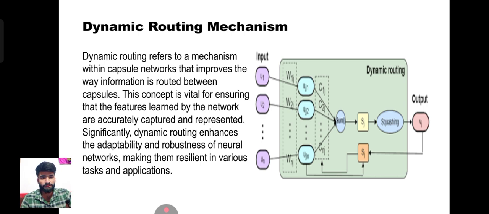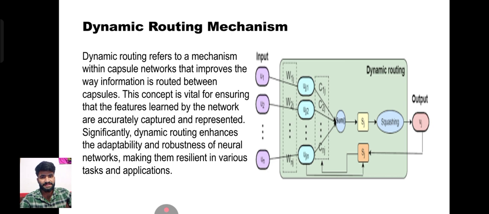Dynamic routing refers to a mechanism within capsule networks that improves the way information is routed between capsules. This concept is vital for ensuring that the features learned by the network are accurately captured and represented significantly. Dynamic routing enhances the adaptability and robustness of neural networks, making them resilient in various tasks and applications.